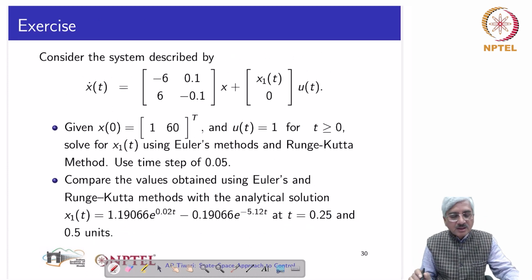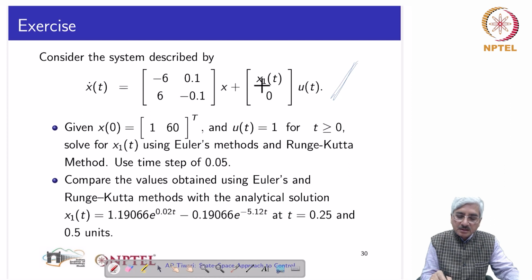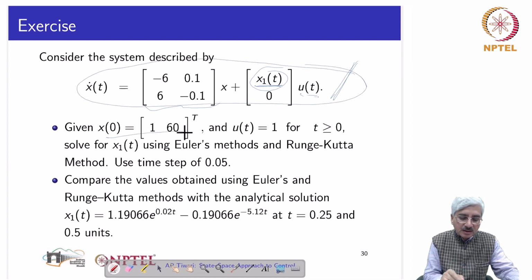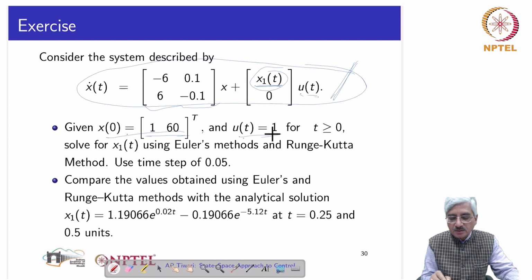Now there is an exercise for you. This system is there. Please note that this is a nonlinear system. The state x1 is multiplying the input. The B matrix contains x1. A is of course a constant matrix. So given this system representation and given the initial condition like this, solve the response for unit step input. u(t) is 1 for t greater than or equal to 0.